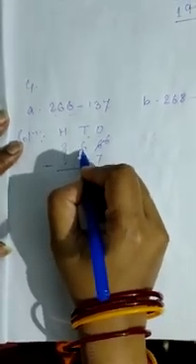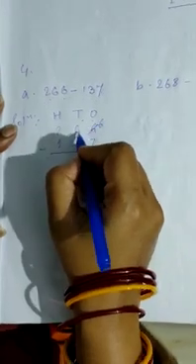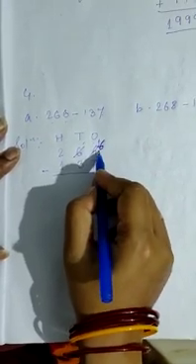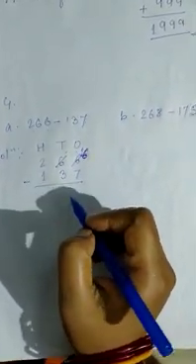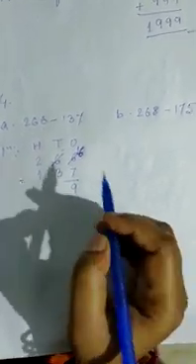Now in tens place given 6. From this 6 we are going to borrow 1. So now the number has become 16. Now 16 is greater than 7. So now you subtract 16 minus 7. 16 minus 7 is 9.